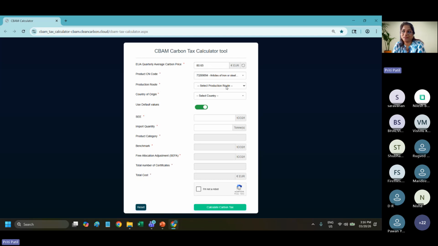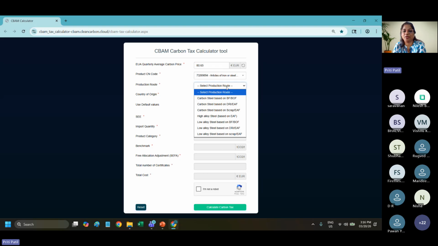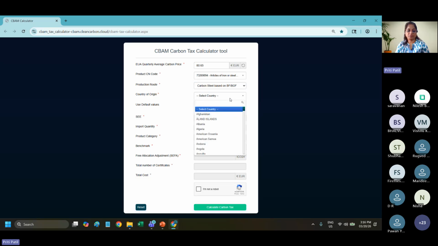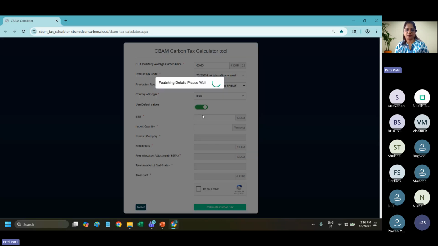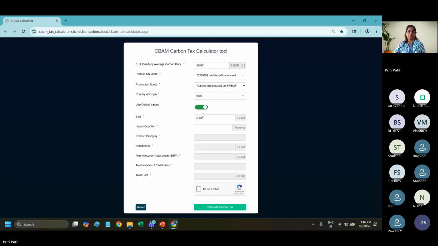Next is production route. As I told, benchmarks are dependent on the production route. Benchmarks are different for different production routes. So you need to select the production route. Is your product made using BF-BOF, or scrap based, or DRI based, or is it a high alloy or low alloy, what kind of product? Let's see, it's BF-BOF. Then country of origin is also important for default value identification. So let's give it India. And use default values is on.